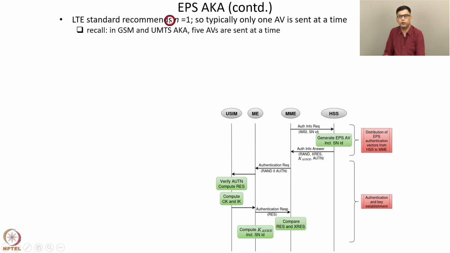Recall that in GSM and UMTS authentication and key agreement, 5 authentication vectors are sent at a time. The reason was that the MSC VLR does not have to repeatedly contact the HLR for getting authentication vectors in the case of GSM and UMTS. For this reason, during an authentication and key agreement process, 5 authentication vectors were sent, so that the MSC VLR could authenticate the SIM card 5 times without having to repeatedly connect with the HLR. In contrast, the LTE standard recommends n equals 1, so only one authentication vector is sent from the HSS to the MME. So what is the reason for this?